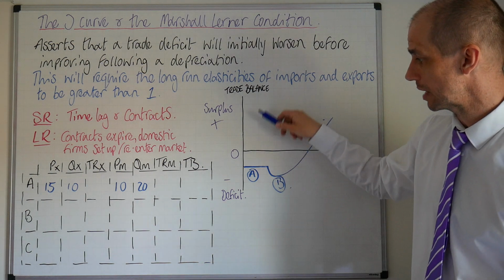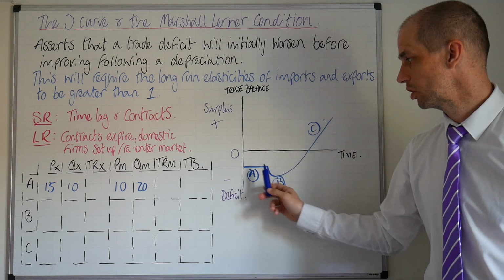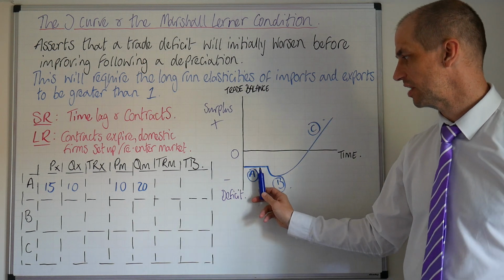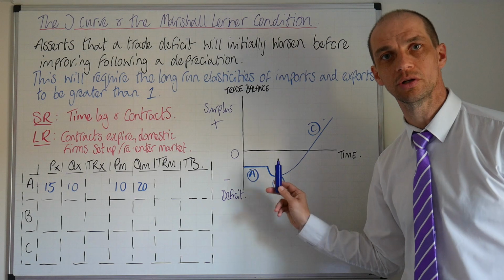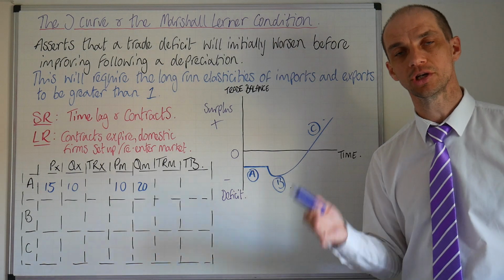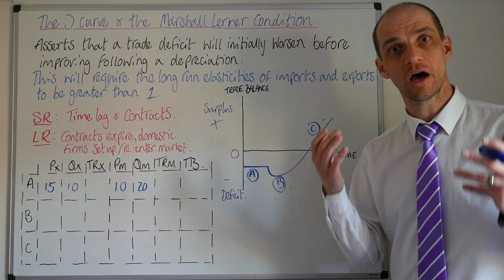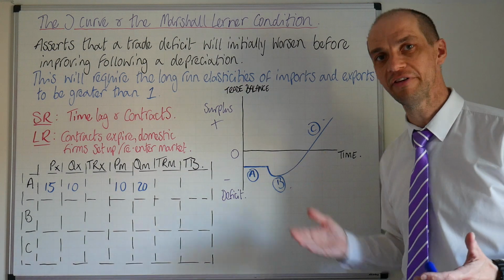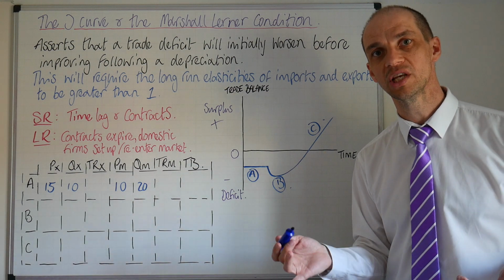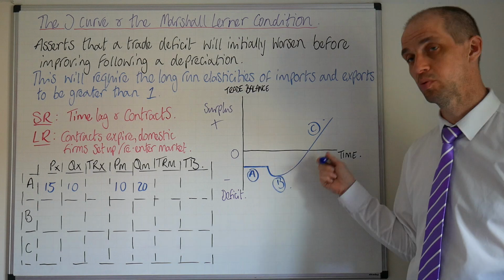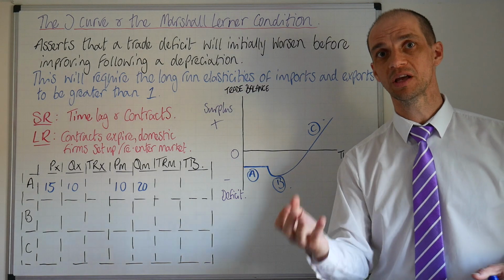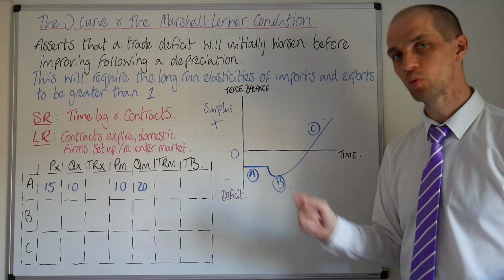Why would our trade balance, where we've got our deficit, our surplus, we're currently running a deficit, why would it worsen after a currency depreciation? Because of course you have WIDEC really taking effect here. Weak pound, imports dear, exports cheap. So your exports would become cheaper, your imports would become dearer. So why would it worsen?